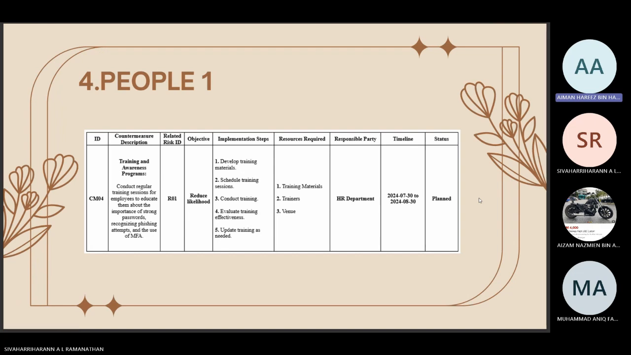CM04 focuses on conducting regular training and awareness programs for employees. This session aims to educate employees about the importance of strong passwords and recognizing phishing attempts. The implementation steps include developing training materials, scheduling training sessions, conducting the training, evaluating training effectiveness, and updating training as needed.